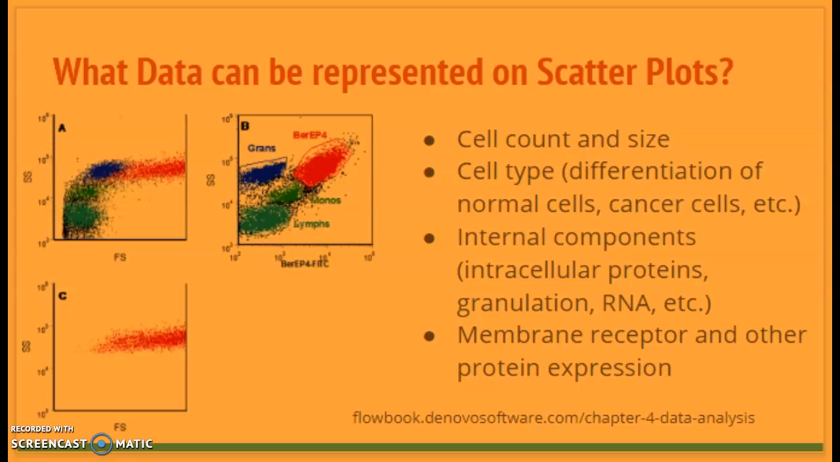So what data can be represented on these scatter plots that are produced through flow cytometry? Well, we can learn about cell count and size. We can also learn about cell type, so that would be differentiation of normal cells. You've got your monocytes, your lymphocytes, granulocytes. You can see those are represented on section B there. You can find cancer cells, etc. You can also learn about the internal components, things like intracellular proteins, granulation, RNA, etc. Also, we can learn about membrane receptors and other protein expression.